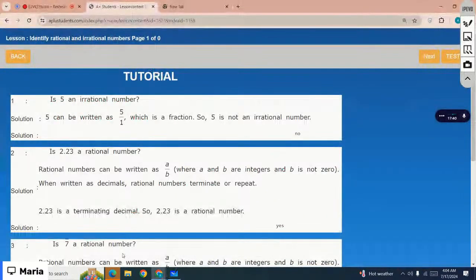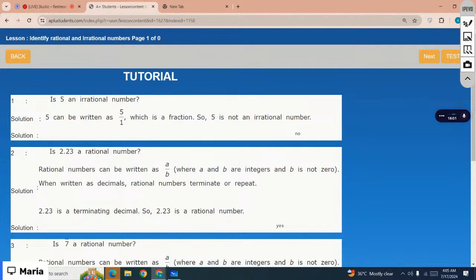Let's start with the examples. Is 5 a rational number? Sorry, is 5 an irrational number? No, 5 is not an irrational number because 5 is a rational number. You can write it in the form 5 by 1.